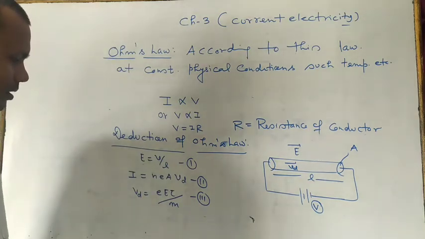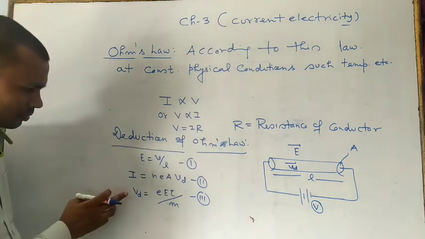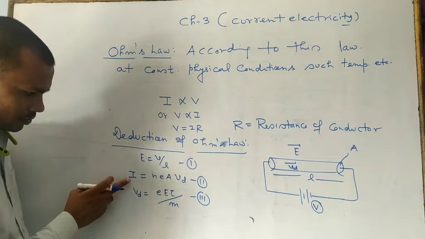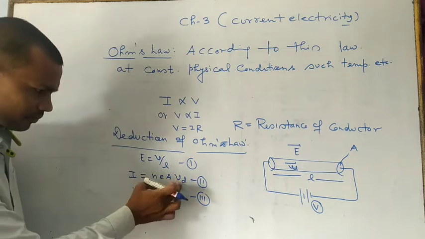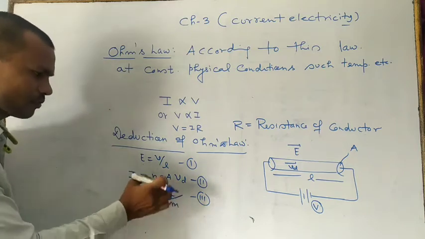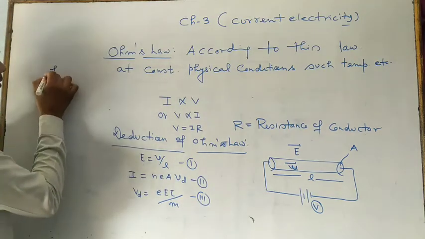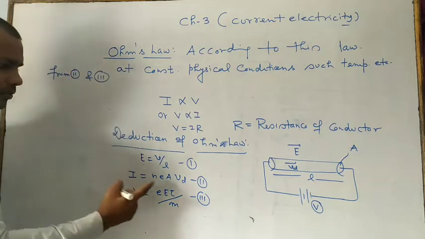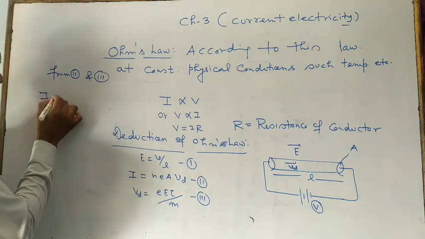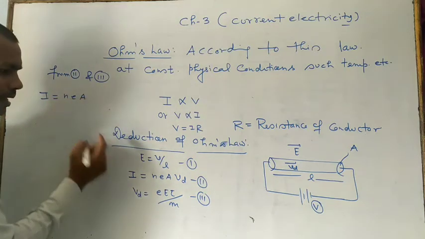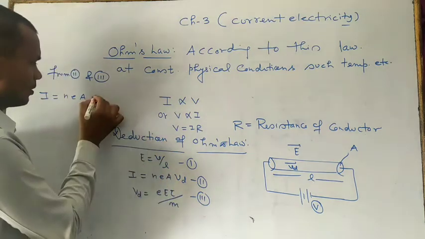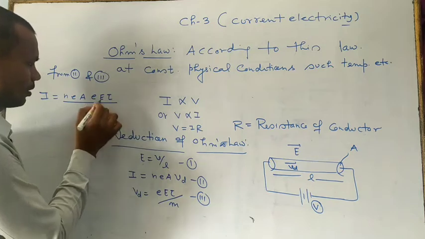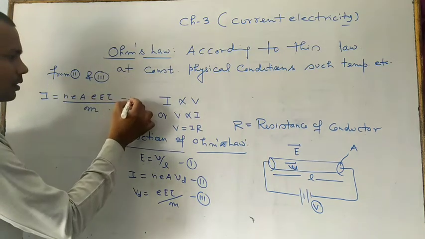Now after this you have to see. From 2 and 3, in place of VD we can put these things. So from 2 and 3, what will we get? I equals NEA, and in place of VD you write E tau by M. Right? Suppose this is equation 4.